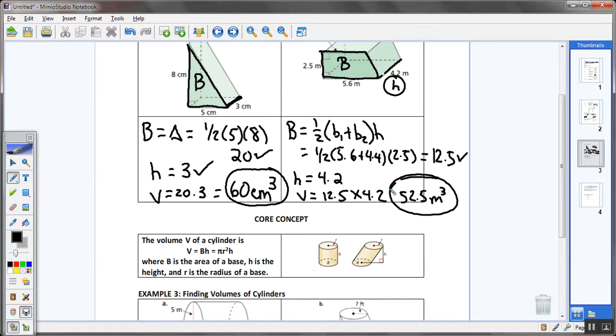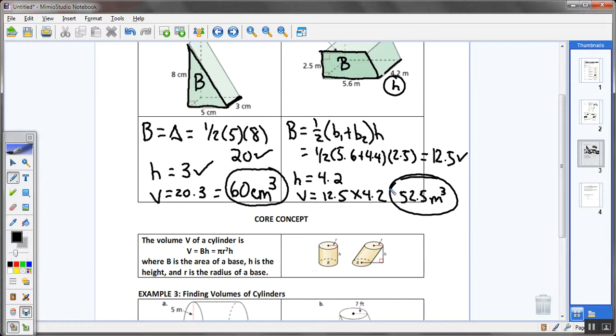All right, so let's take a look at cylinders. Cylinders are unique because what's the base shape of a cylinder? A circle. So capital B is a circle. How do you find the area of circles? We talked about that. Pi times radius squared. Very good.